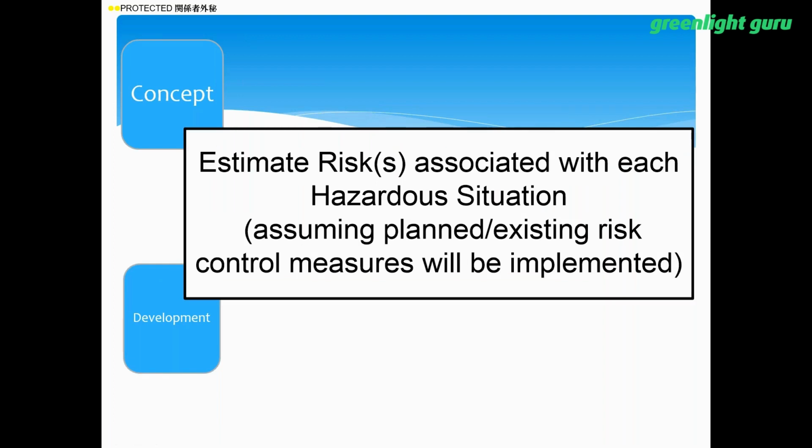Then with that, now start to estimate what are the risks associated with each of those hazardous situations. You've got to assume that the planned or existing risk control measures will be implemented. Now we're getting down to the part where the rubber really is starting to meet the road, because now we've looked at all this, we've analyzed it, and now we're analyzing what the actual risk profile is looking like for our device. And again, this is a good time to go back and ask the question, is there anything more that I can do about this? Is there anything that I can do that keeps this risk from manifesting itself?